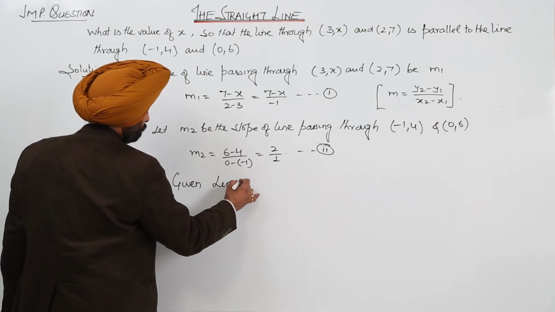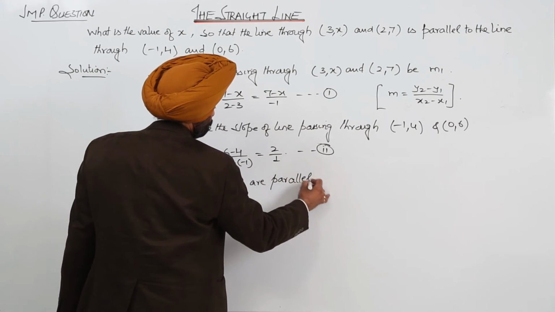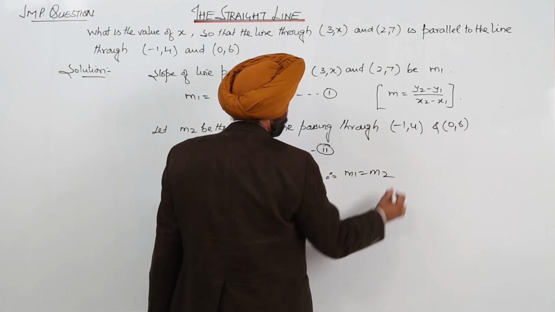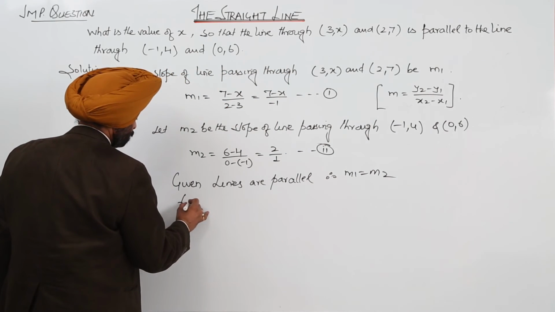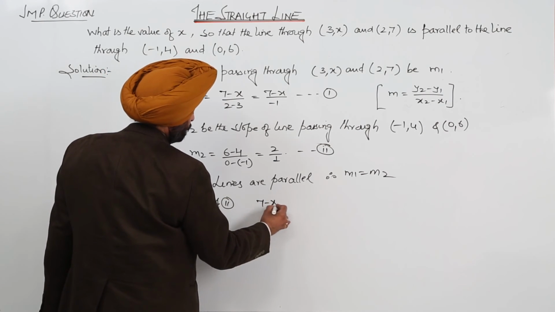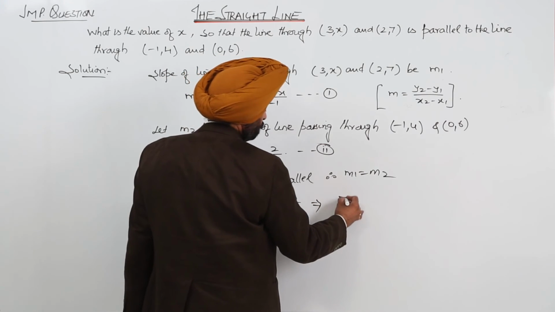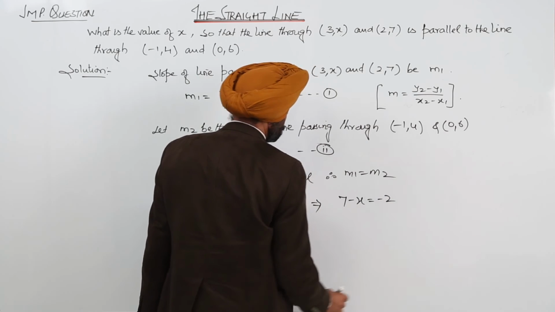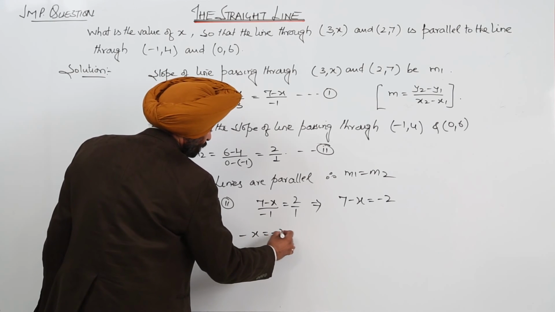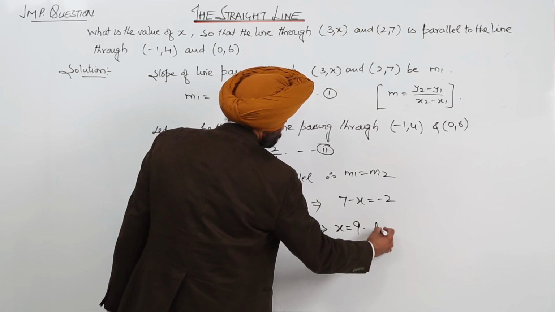Given lines are parallel, therefore m1 is equal to m2. Now from 1 and 2, (7 minus x) upon negative of 1 is equal to 2 upon 1. 7 minus x is equal to negative of 2. Negative of x is negative of 2 minus 7. x is equal to 9. This is the answer.